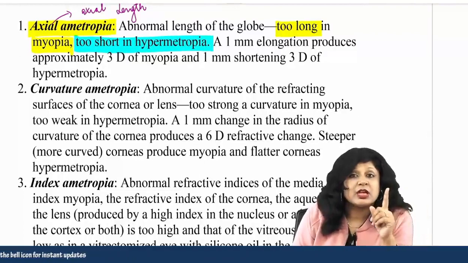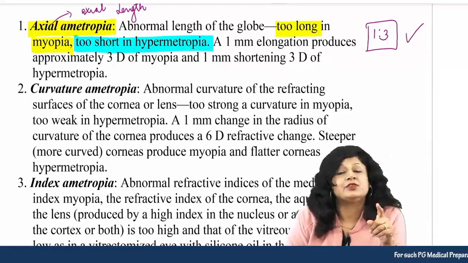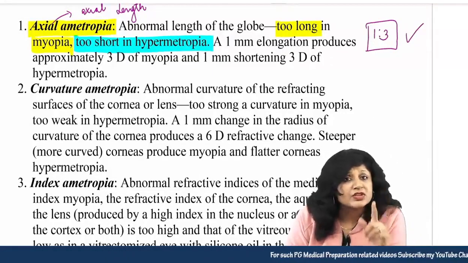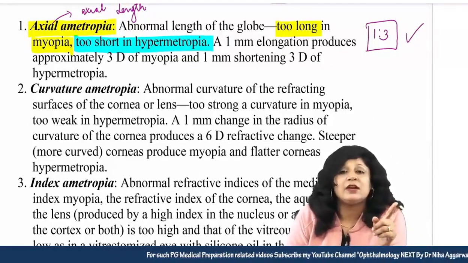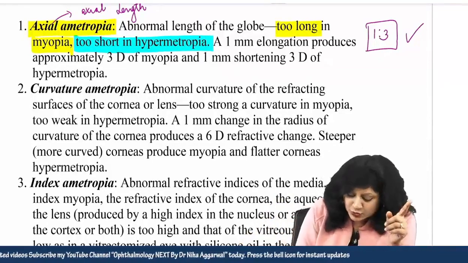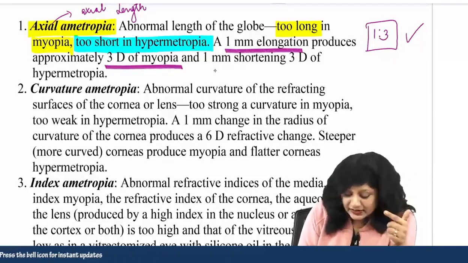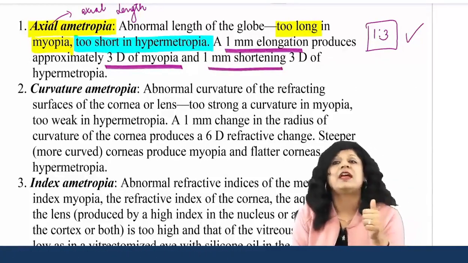And the ratio is 1:3. It is very, very important to remember here that the ratio is 1:3. The change in 1 mm of axial length will cause the change in the refractive status by 3 diopters. So 1 mm elongation will cause 3 diopters of myopia, while 1 mm shortening will cause 3 diopters of hypermetropia.